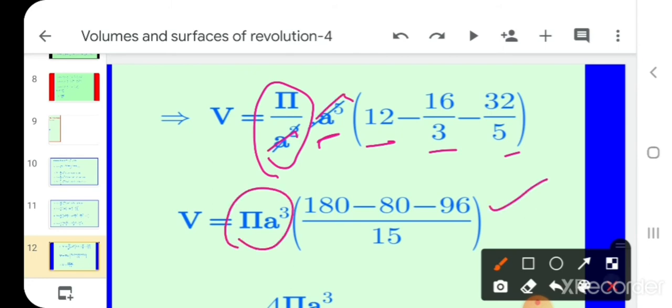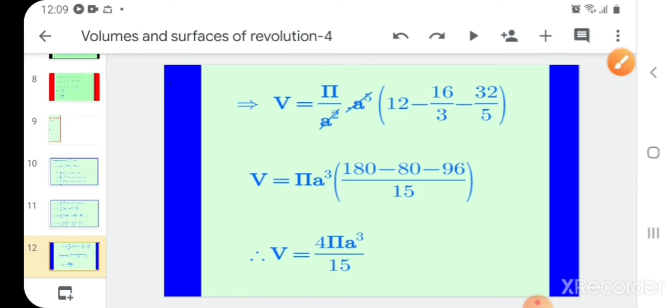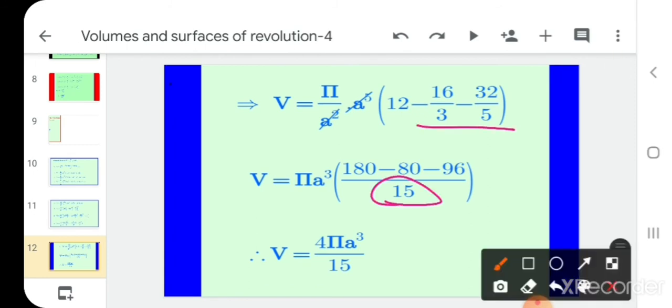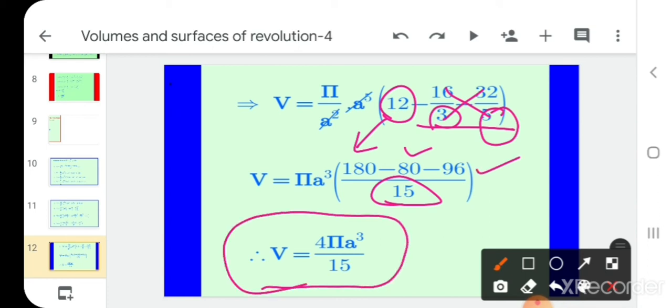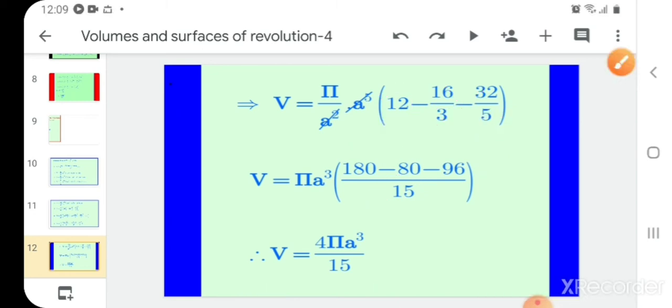Taking the LCM, what is the LCM here? The LCM of 3 and 5 is 15. 15 12s are 180. Here we have 3, so 5 16s are 80. Here we have 5, so 32 3s are 96. Therefore, what is the total volume here? 4 pi a cube by 15 is the volume of the given curve. Okay.